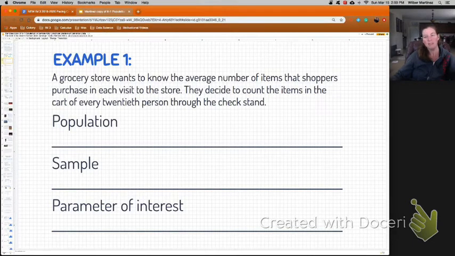Now, obviously, it would take way too much time if you did it for every single customer, where you had to stop every single person and then count them, 1, 2, 3, 4, 5, 6, 7, etc., especially if you did it by hand.